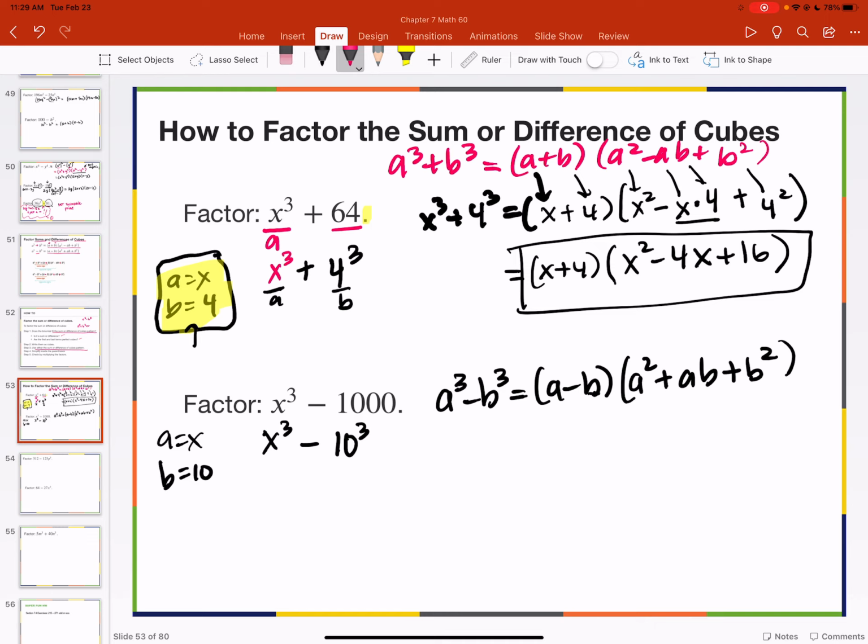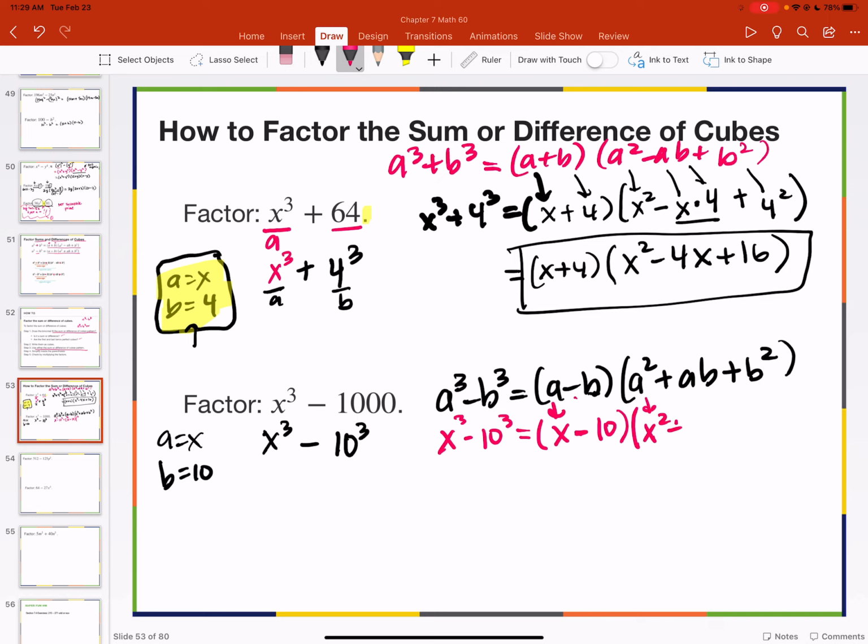So whatever works for you. Okay, fine. That's enough. So x cubed minus 10 cubed, I'm just plugging it in. A is x, bringing down the negative, minus. B is 10. I'm just following the formula, letter by letter.